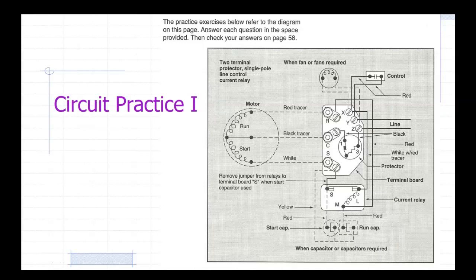All right, what's the next question? What color wire should be connected to terminal C on the terminal board? So let's look for terminal C. Here's our terminal board, there's C. What wire goes to it? The black tracer. By the way, what does it mean to be black tracer?